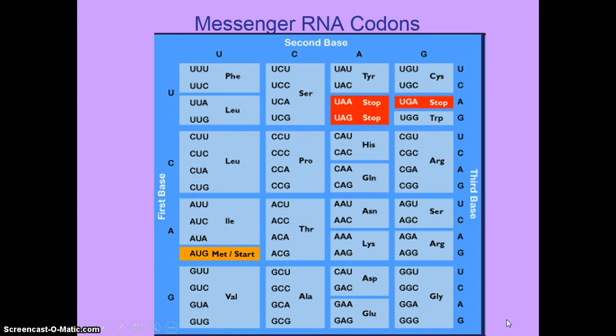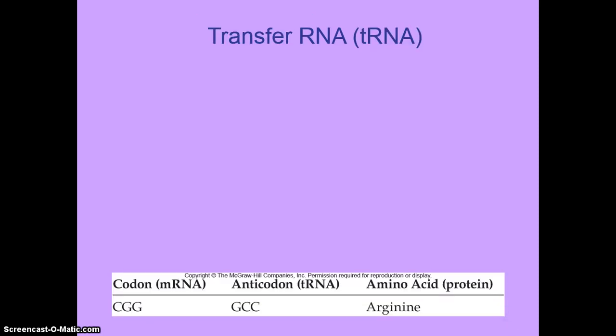So there are 20 amino acids that make up all the proteins that exist, and there are 64 messenger RNA codons that code for those particular amino acids. Let's take a look at how that all wraps up together with making proteins.